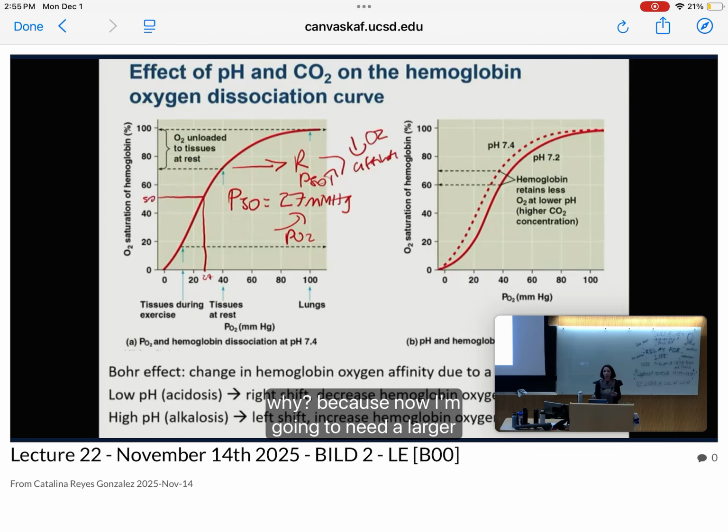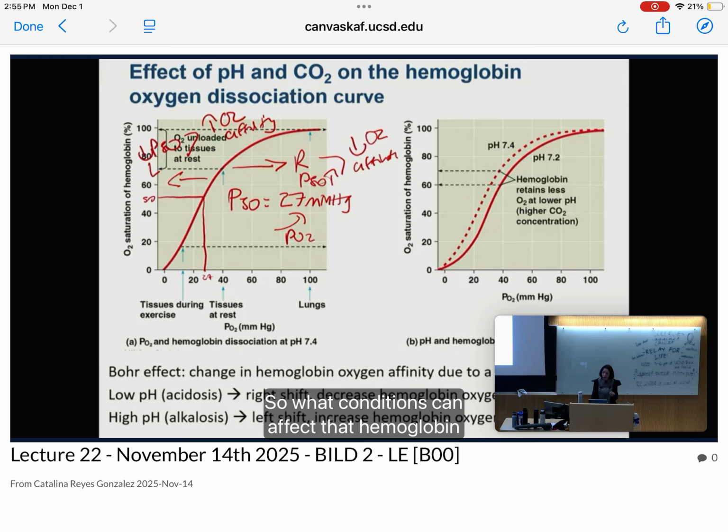Why? Because now I'm going to need a larger PO2, a larger partial pressure of oxygen, to saturate that hemoglobin to 50%. And the opposite, if I now shift this curve to the left, so this is a left shift, which decreases the P50, this means that I have a higher O2 affinity. I need a lower partial pressure of oxygen to be able to saturate that hemoglobin to 50%. They use 50% just because it's an easy number to look at, right? And it's standard. All right?